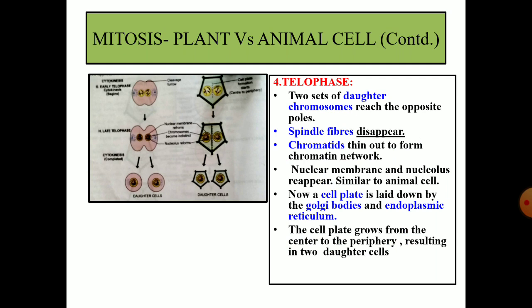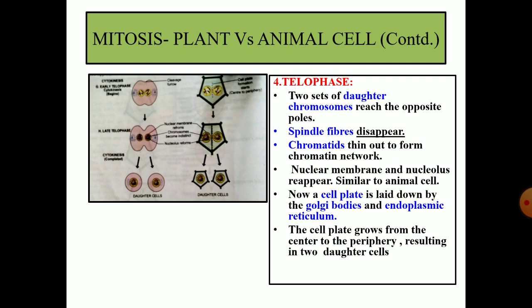Next we come to telophase. The difference is here in the telophase. Two sets of daughter chromosomes reach the opposite poles. This is what happens at the end of anaphase. Then here they start unwinding and they form the chromatin network. The spindle fibers disappear. The nuclear membrane reappears and so does the nucleolus. It is similar to the animal cell.